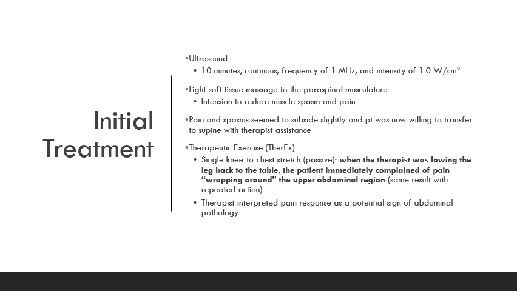The therapist started the patient with some ultrasound and manual therapy techniques, which helped to relieve some of the pain and allowed him to lie in supine. Once in supine, the therapist started some single-knee-to-chest stretches, during which, when she lowered his leg back down to the table, he had complaints of pain wrapping around the upper abdominal region.